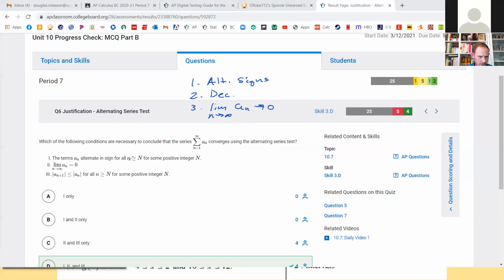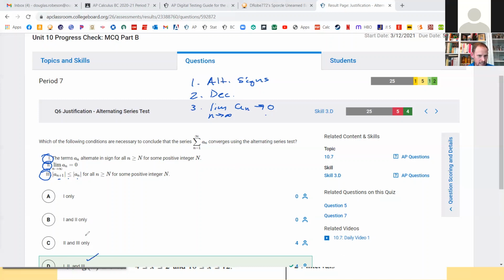So let's see, the terms alternate signs after some n. So at some point it's alternating. Yeah, we need that. The limit goes to 0. Yeah, we need that. A sub n plus 1 is less than or equal to the absolute value of a sub n. So it's basically saying that it's decreasing, for some integer. So at some point it starts decreasing and then decreases forever. Yeah, we need all 3 of those for the alternating series test, and that's why the answer is D there.